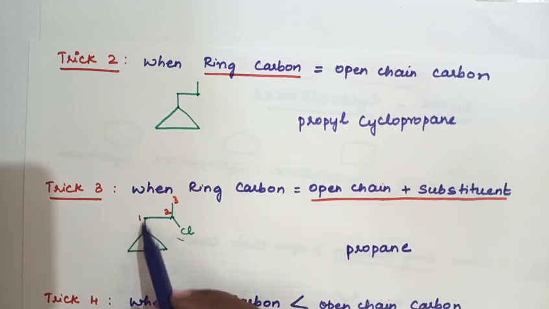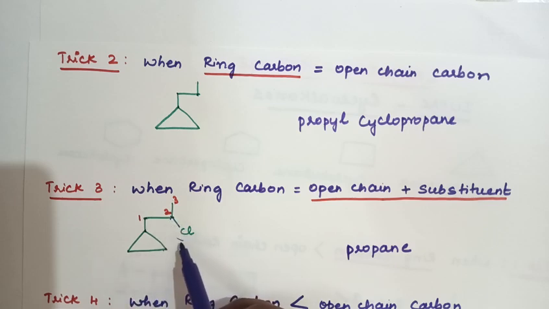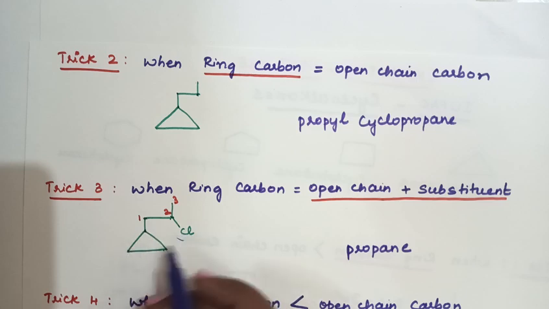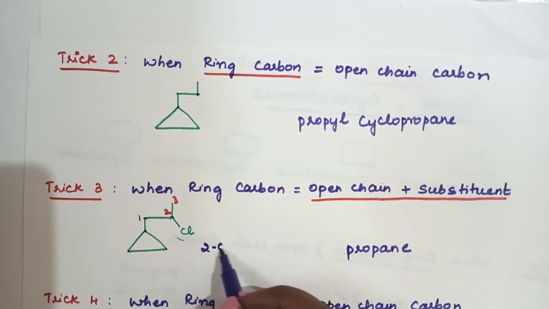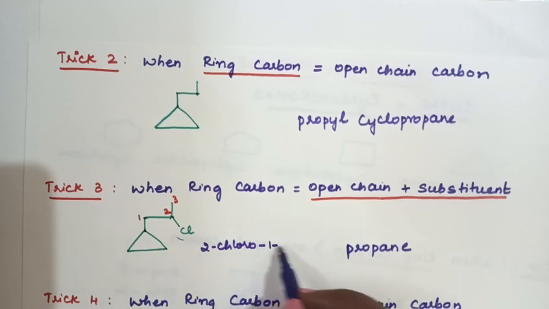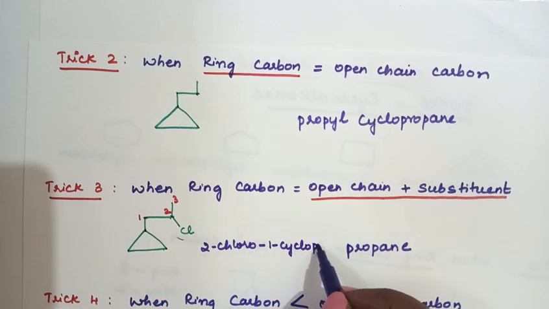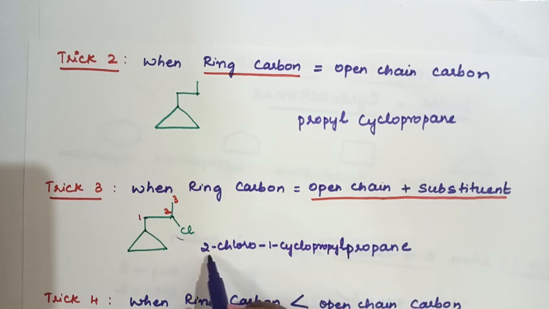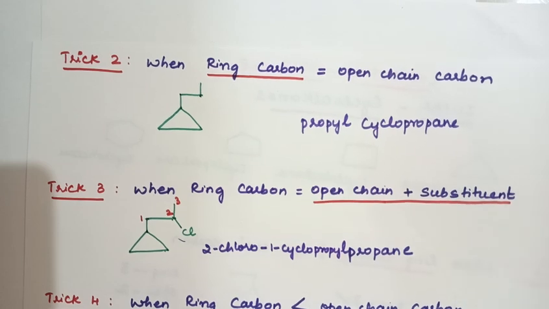And you see here at position 1 there is a cyclopropyl group, and at position 2 there is a chloro group. So which one to write first? You have to name according to alphabetical order. So chloro will come first and then cyclopropyl will come second. So you will name it 2-chloro-1-cyclopropylpropane. So this will be the IUPAC nomenclature.